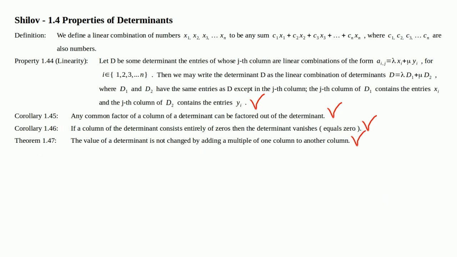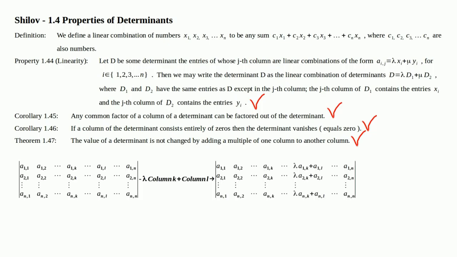So, this property is usually used when doing row reduction, which is much more common than working with the columns. Of course, the property applies to rows as well as columns. But generally, you'll use this property with columns.